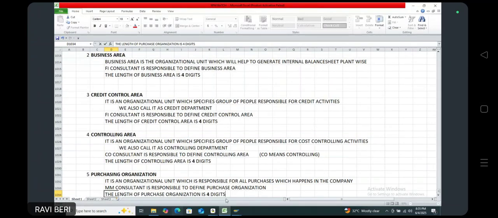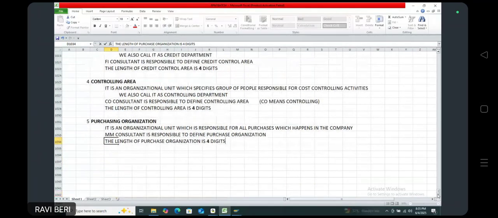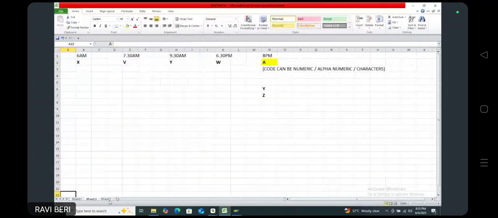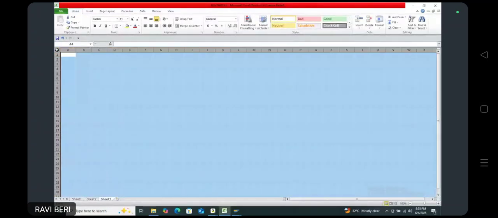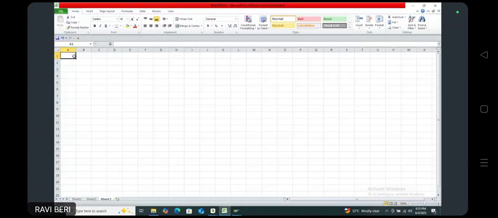So these are the other organizational units. Okay, no need to define, just take the notes. So now we go to next concept. Take this master data. Master data.